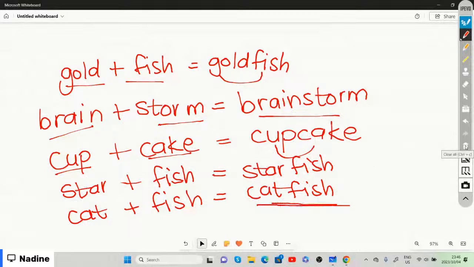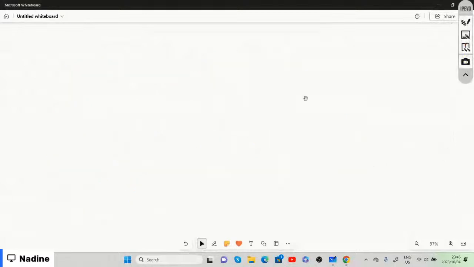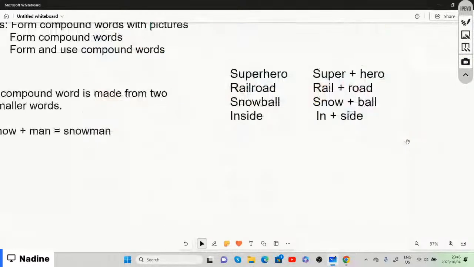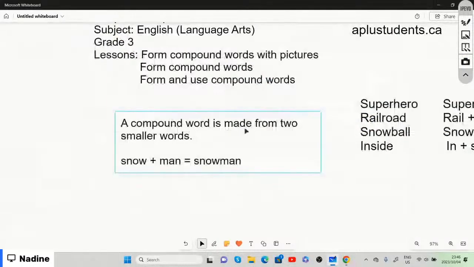So that is now the end of our lesson on compound words. And we said once again, a compound word is made from two smaller words, and we put those two smaller words together, and we basically form our compound word.